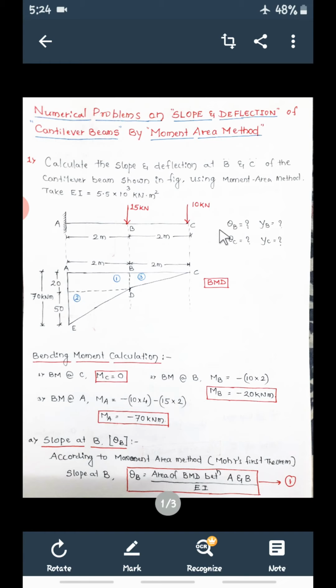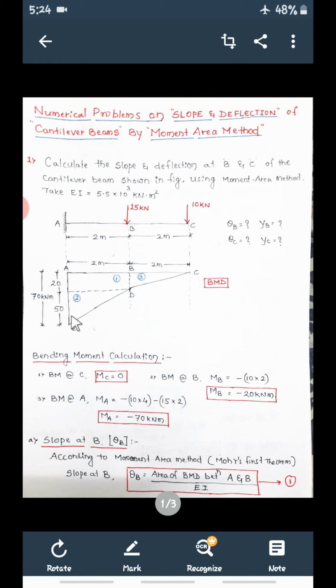First draw the base. Draw the baseline A, B and C. Now start marking the bending moment. What is the bending moment at A? It is minus 70. Minus means below the baseline you have to draw. So bending moment at A will be minus 70 kilonewton meter. Then bending moment at B, MB, is minus 20, which is below the baseline. This is 20 kilonewton meter. Then bending moment at C is 0.